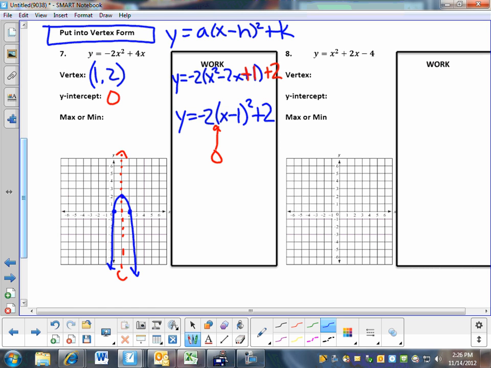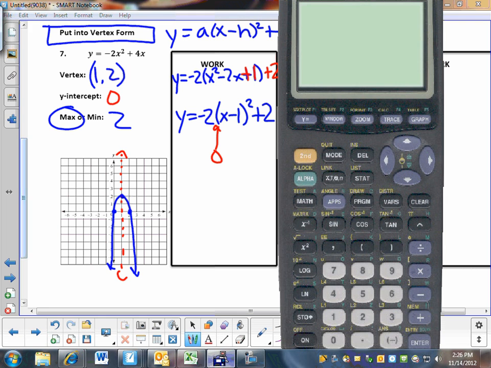And does that have a minimum or a maximum? It has a max value of 2. Piece of cake, upside down. So if you want to verify that that is correct, again, you can go to your calculator and type in negative 2x squared plus 4x. And we press graph. That's what we get. And that's exactly what I have right here. So we've confirmed it. Any questions?